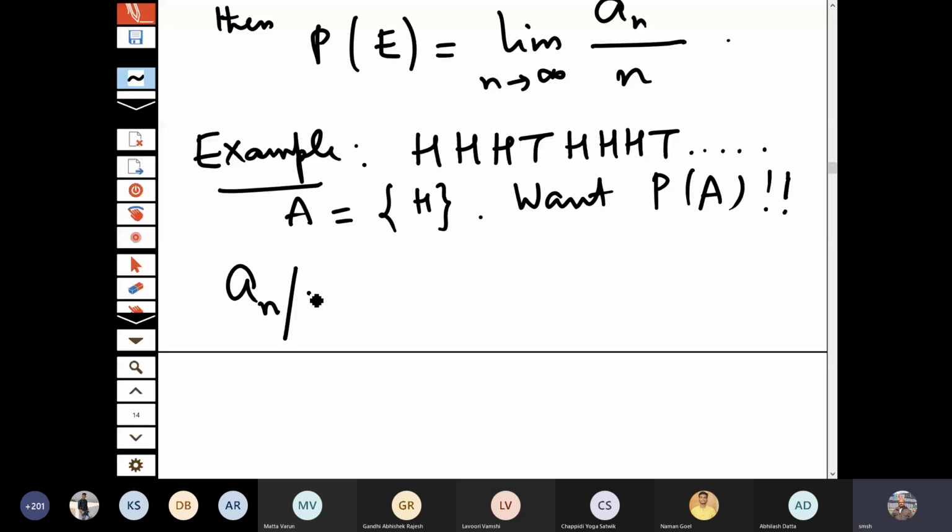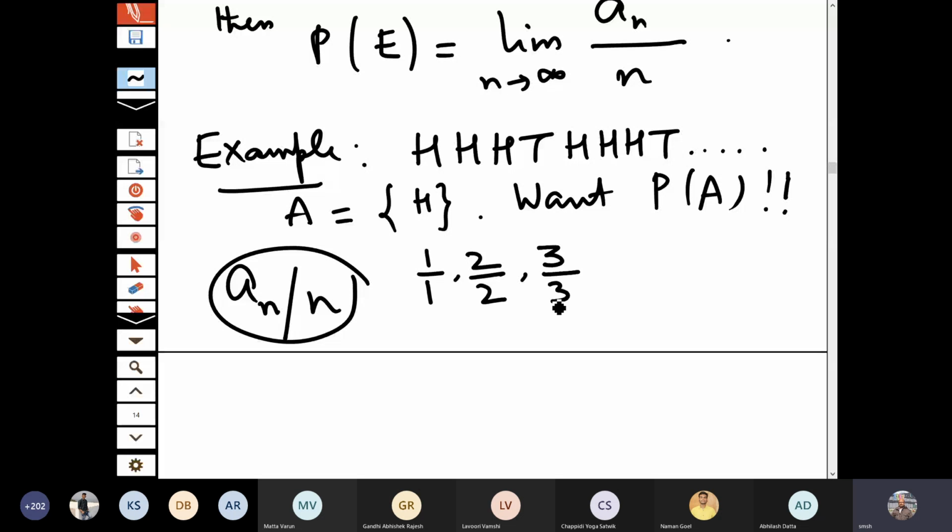Let us see, in one trial you get 1 head, so the ratio is 1/1. In 2 trials you get 2 heads, so it is 2/2. In 3 trials you get 3 heads, so it is 3/3. Then in the 4th trial you got a tail, then it is 3/4. That is the favorable number of outcomes to the event A out of the total number of trials. Okay.